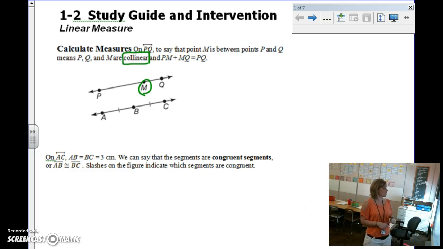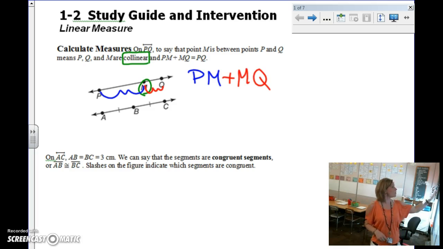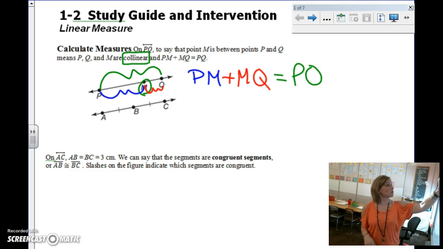So if we looked at these segments, we would notice that the distance between P and M, if we added that to the distance of M and Q, it would give us the overall distance between P and Q. If we add the two segments together, they would give us the total length. So basically, we're just adding our numbers together.